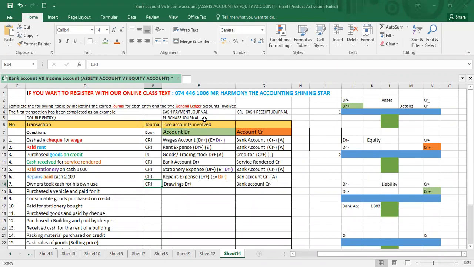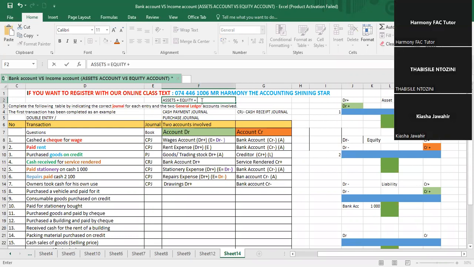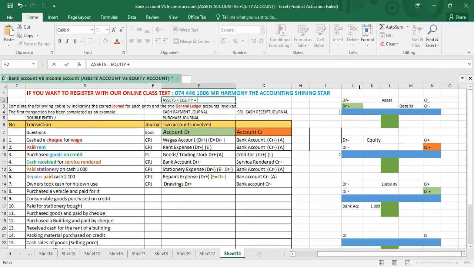So, as I usually say, we're going to be using three accounts. You know that asset, what makes asset? Let me just write here. This is the equation that we're going to use. What makes our asset in our business? Asset is being made by equity. Asset is equal to equity plus liability.